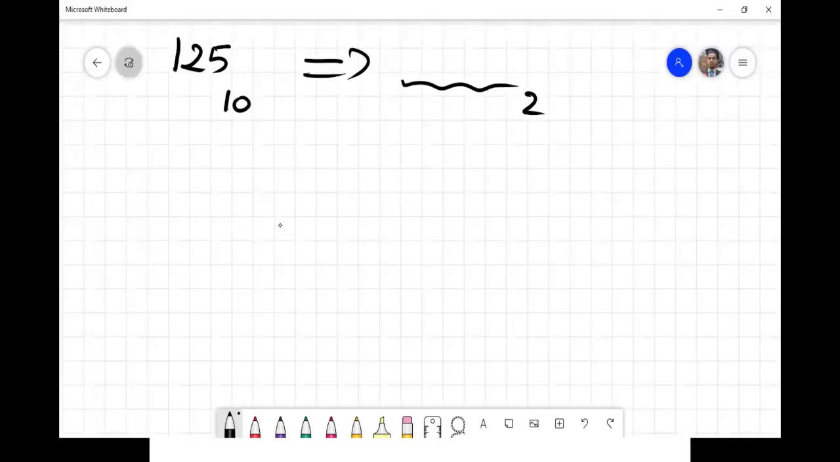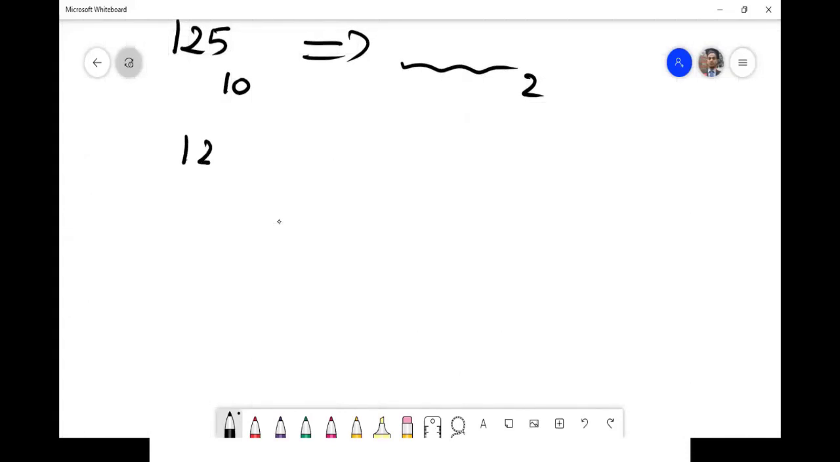So how do we do that? Take this number and divide by 2. Divide by 2. 125 divided by 2 gives 62, and the remainder is 1.